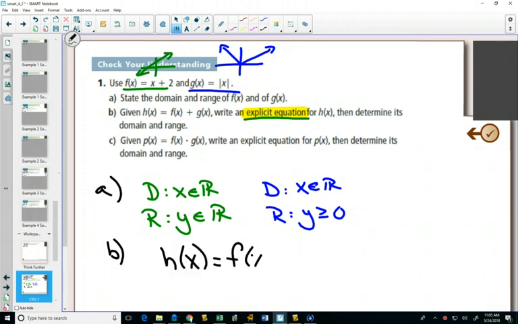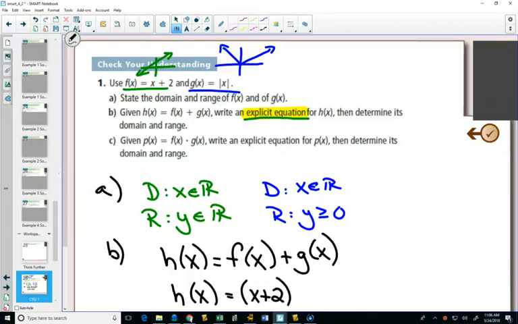So currently I have h of x is f of x plus g of x. This is not an explicit equation because on the right-hand side of my equation, it's in terms of functions, f of x and g of x. If I want to write it as an explicit equation, I need to write it in terms of x only. So what can I replace f of x with? I can replace that with x plus 2. What can I replace g of x with? I can replace that with the absolute value of x. That's an explicit equation.